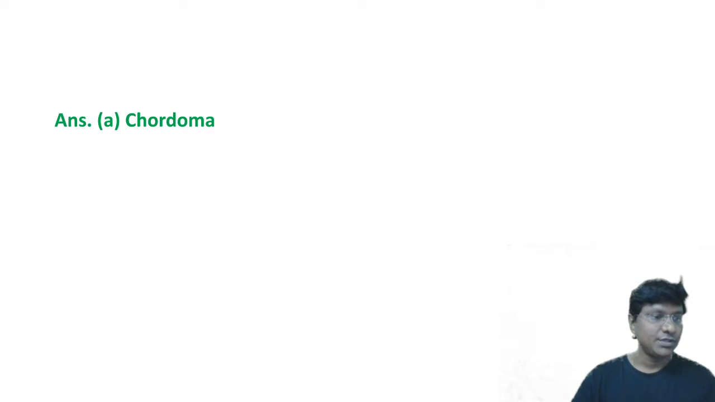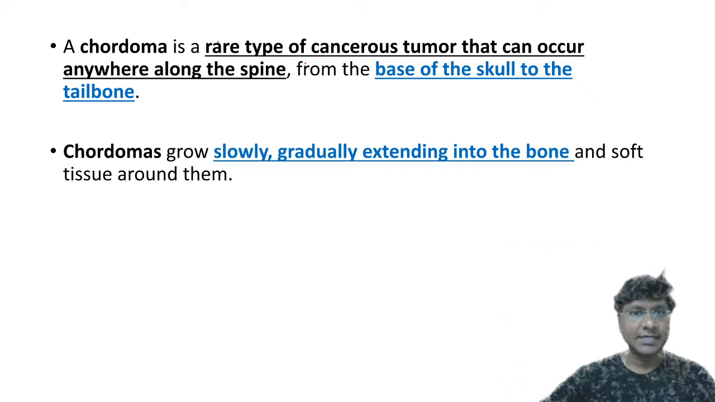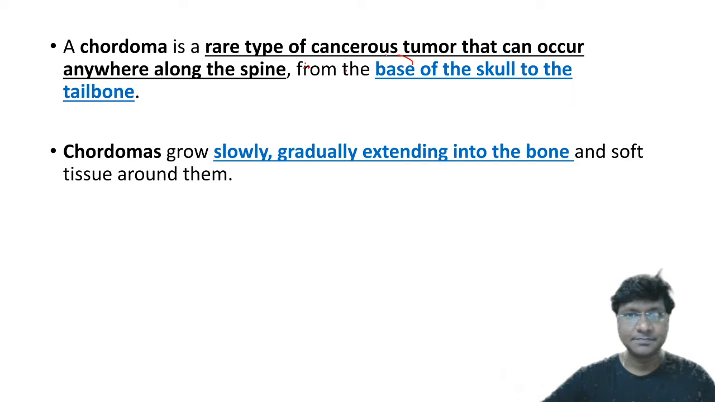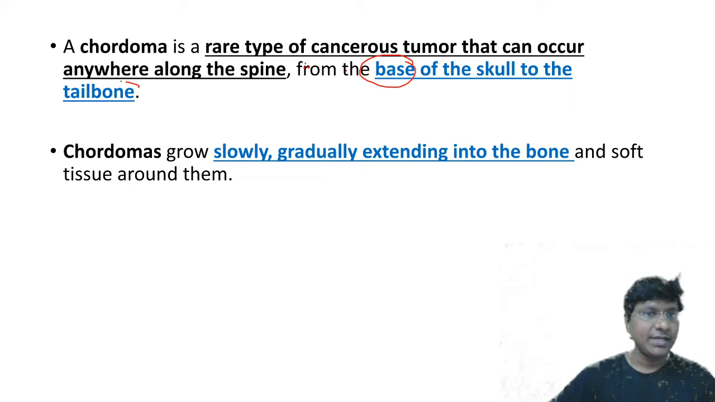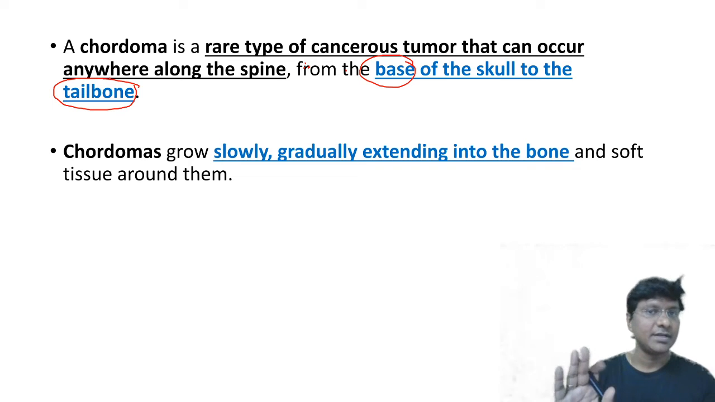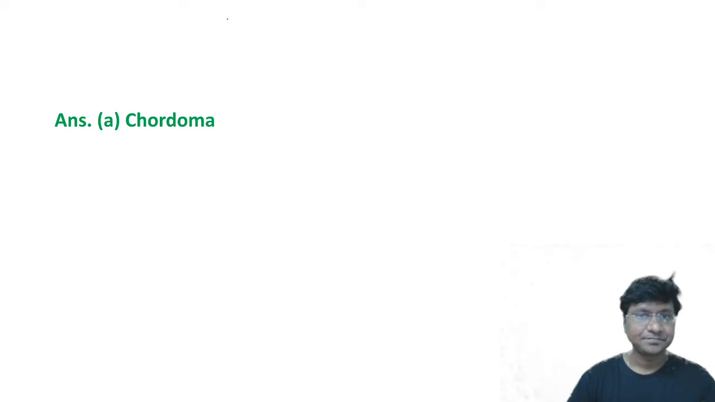First of all, you should know what exactly you mean by the word chordoma. These are tumors which originate from the base of the skull and go almost up to the tailbone. Anywhere from the base of the skull to the tailbone, this tumor can be present. But remember, these are one of the rare tumors. I'll just show you the image of this chordoma.